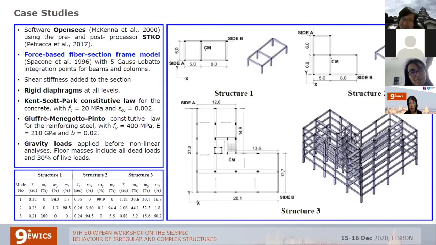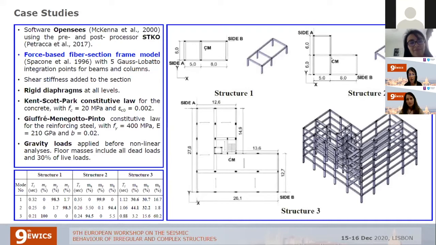Okay, congratulations. However, I think that the next buildings under investigation do not comply with the assumption posed by Newmark and Rosenblueth. So in these buildings, we can criticize this rule. Yeah. Okay. Congratulations again. Thank you very much.